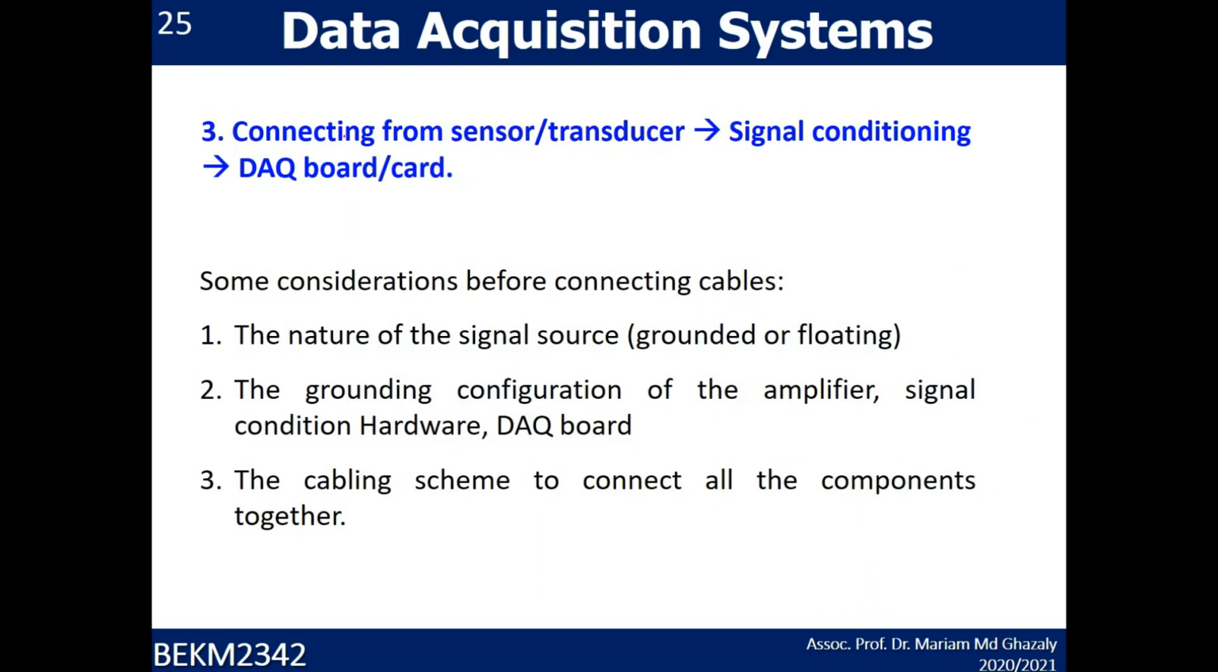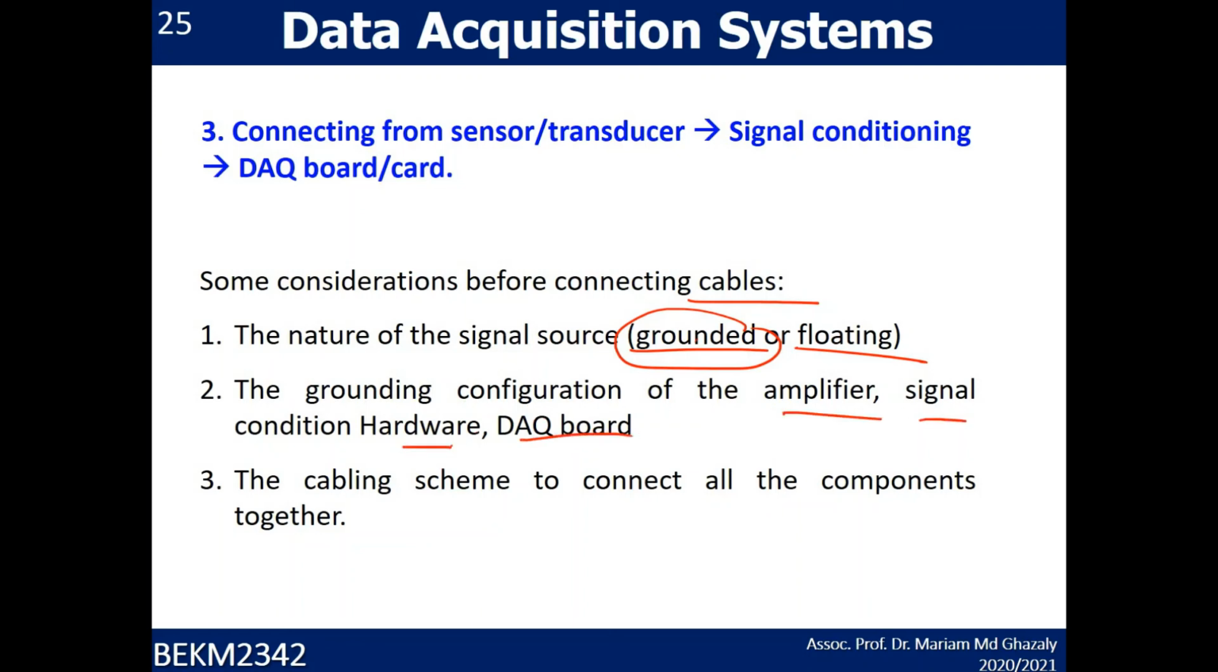And the third one is connecting from the sensor and transducer to the signal conditioning, and then lastly to the DAQ board. Some configuration is needed before connecting the cable. First is the nature of the signal sources. Check if it's grounded or needs to be floating. Normally your signal source needs to be grounded. Second is the grounding configuration of the amplifier, signal conditioner, hardware and network.